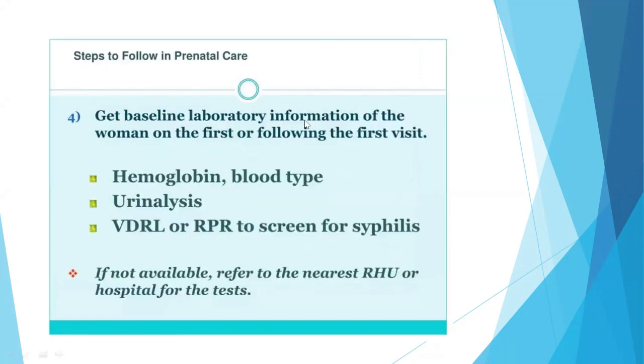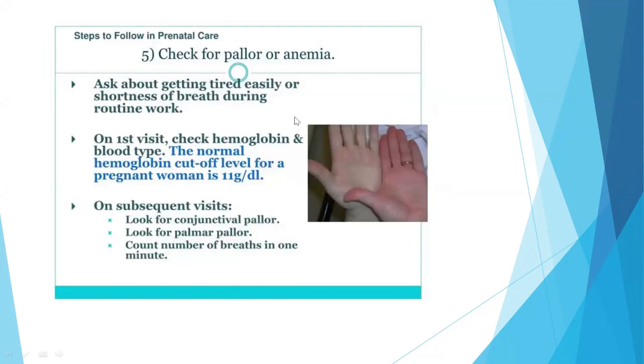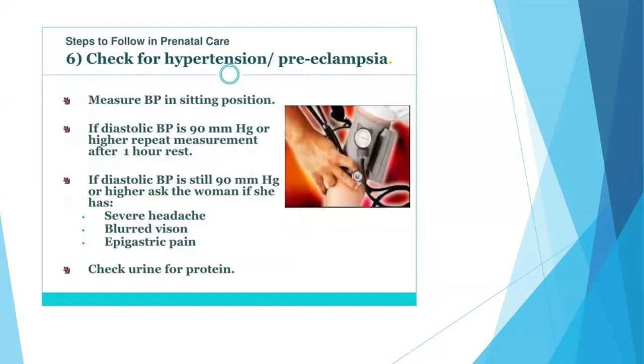Get baseline lab information of the woman on the first or following the first visit. Example, hemoglobin, blood type, urine analysis, VDRL or RPR to screen for syphilis. Then we need to check for pallor or anemia. We need to check for hypertension or preeclampsia. We need to measure the BP in sitting position.